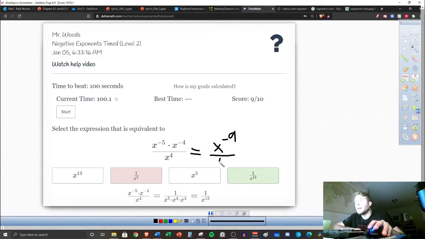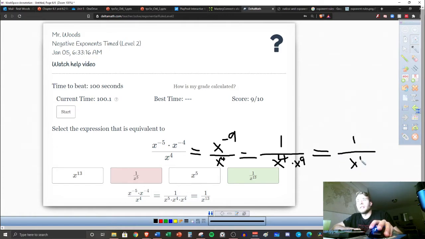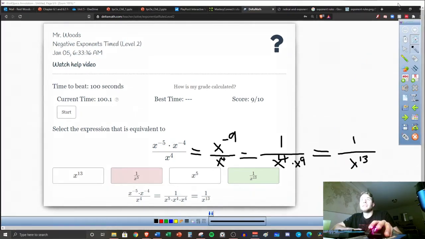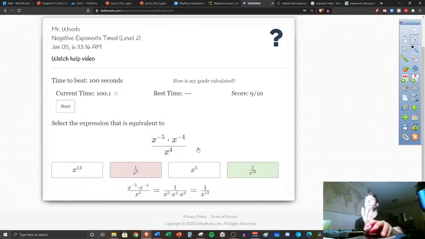And then on the bottom, I have x to the 4th. The negative exponent means move it to the bottom, so I get 1 over x to the 4th times x to the 9th. Okay, and then we're going to do 1 over x to the 13th. So that's how they got that. Okay, so you see how that's going to play out.